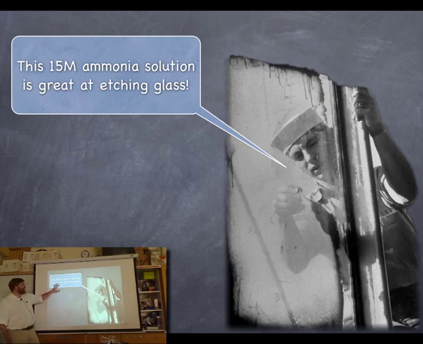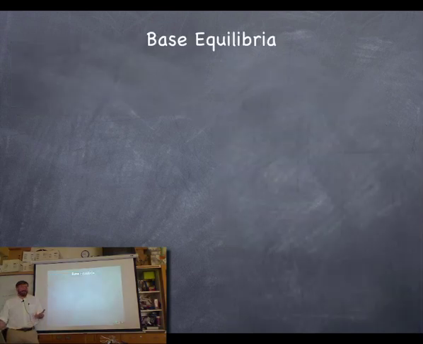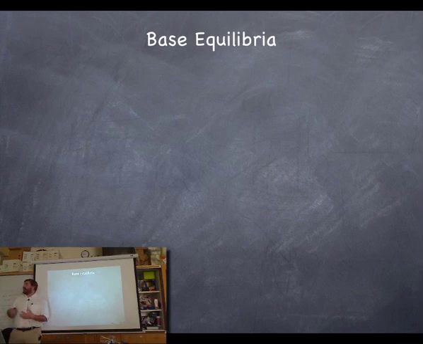So, to understand how these bases might be affecting the pH, we need to think a little bit about how we can describe base equilibria. How can we take a substance that functions as a base, and how does it react with water? How are we going to do our equilibrium work with those things?